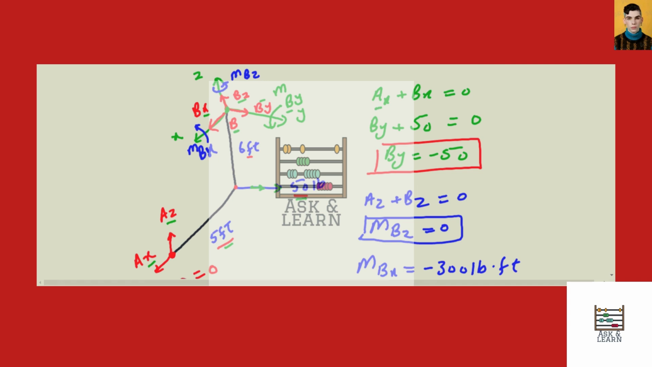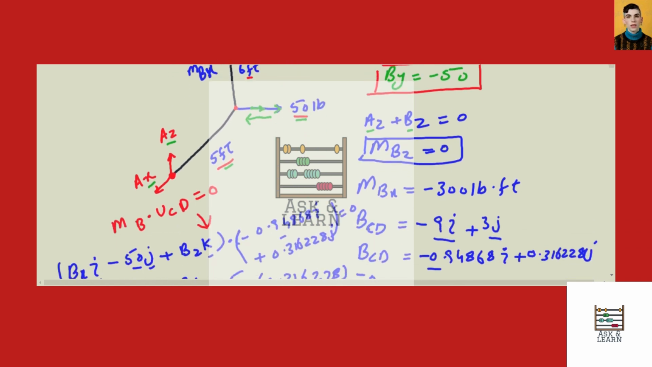So ax plus bx is equal to 0, and by plus this 50 pound load is equal to 0. So from here by is equal to minus 50, so this is in the opposite direction to this load, right? And here az plus bz is equal to 0, and the z component of moment about point b is 0, right? So the x component of moment about point b is minus 300 pound feet, right?